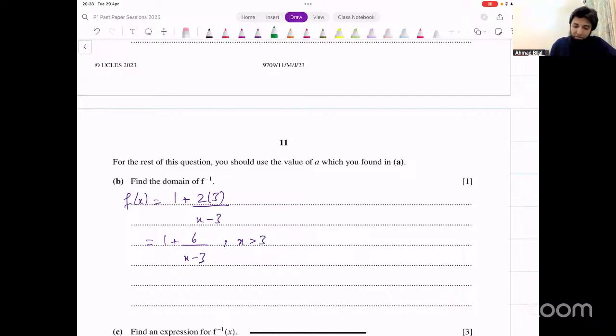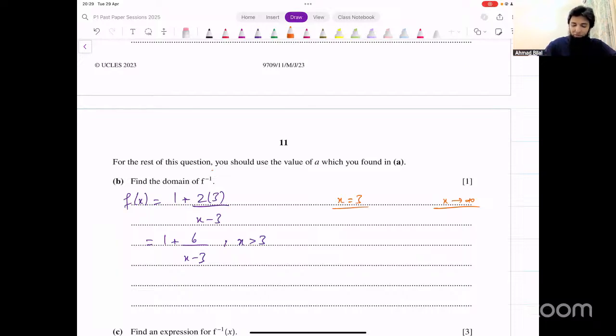Now, what's the domain of f inverse? Domain of f inverse would be the same as the range of f. So we can find the range of f first of all. How do you find the range of f? It's a reciprocal function. We've got x in the denominator. How do you find range of reciprocal functions? We think of the endpoints, x is greater than 3. So we think about what happens when x is equal to 3 and what happens when x goes towards infinity. We check what happens at these 2 points.